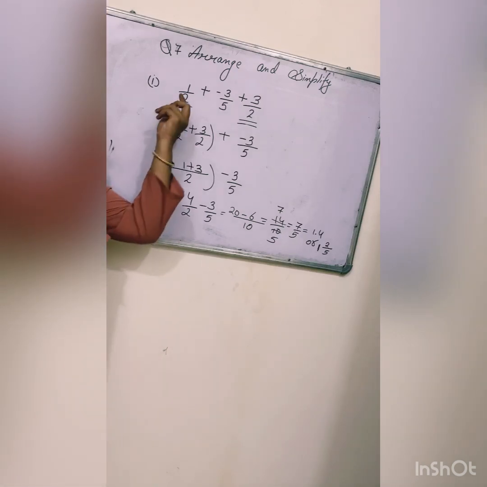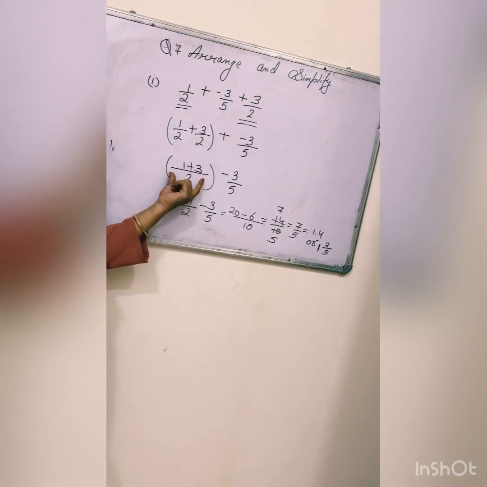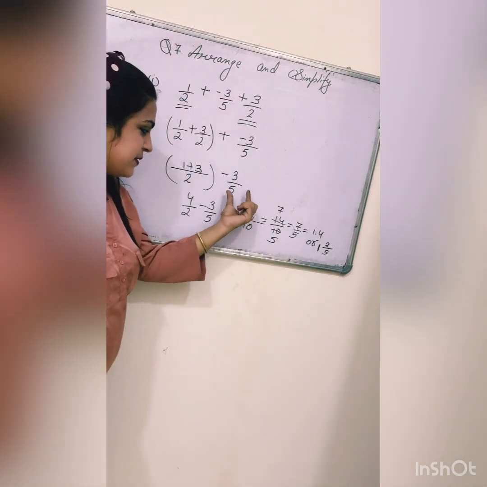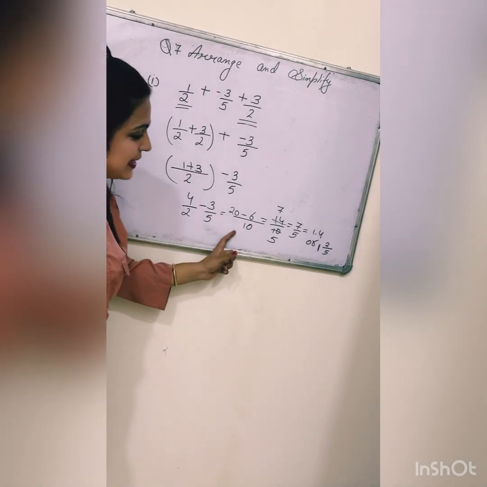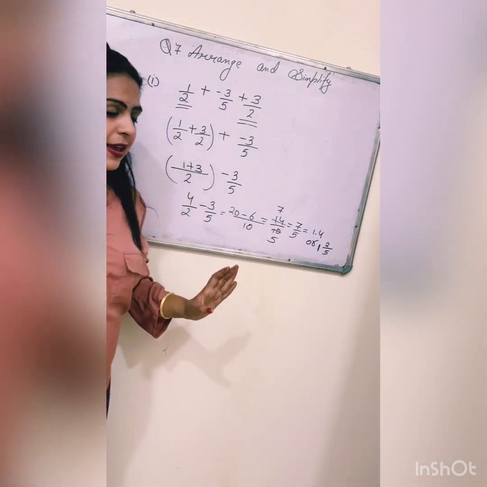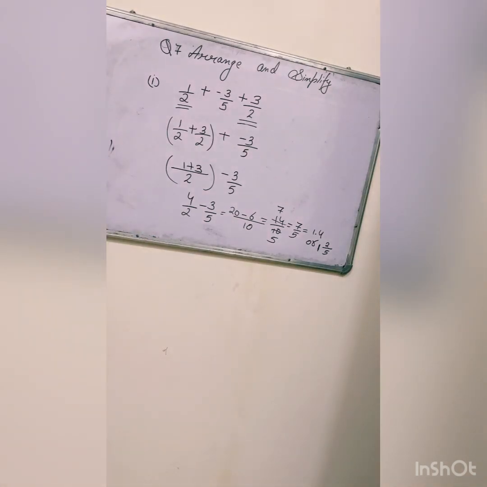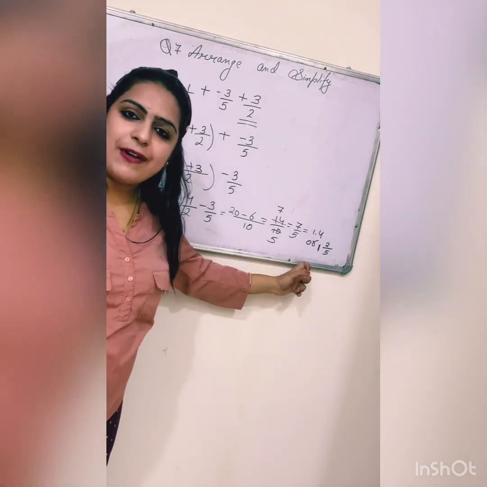What we did, we brought the numbers having the same denominator together and solved them. The other digit is kept separately. This is 4 upon 2 minus 3 upon 5. We took the LCM and again solved it and got the answer 7 upon 5, that is 1.4, or you can say 1 whole 2 upon 5. Understood? So this is arranging and then we are simplifying it.